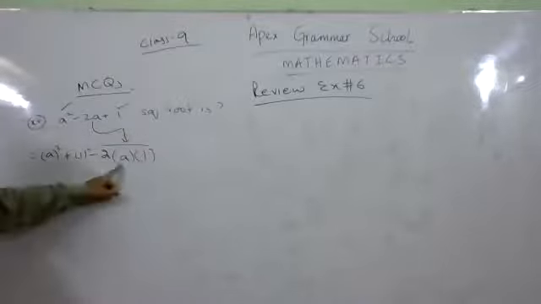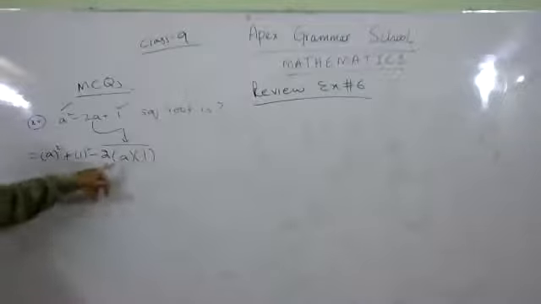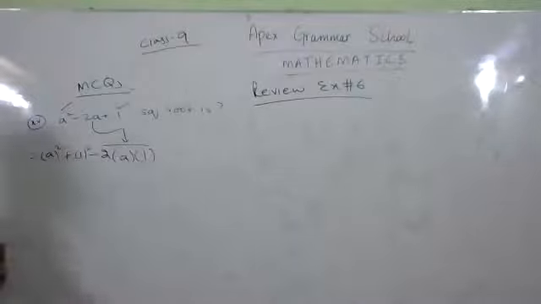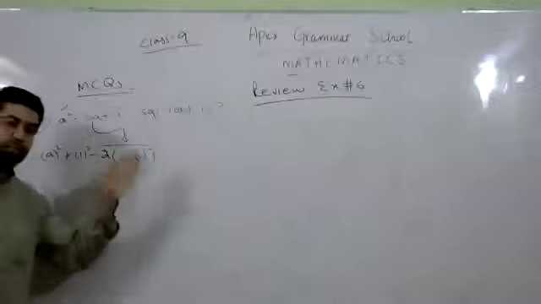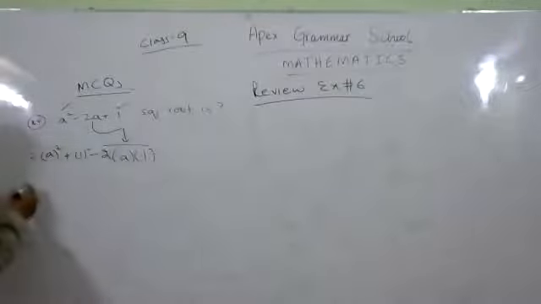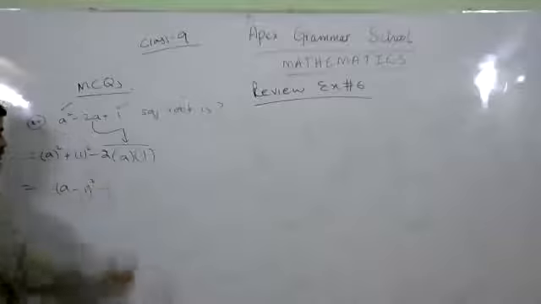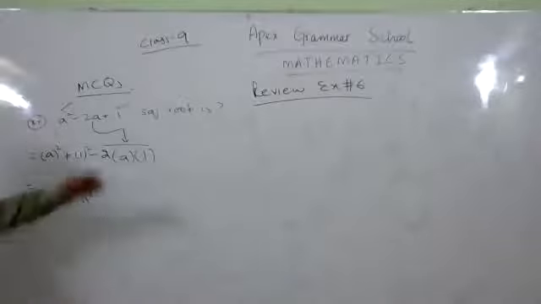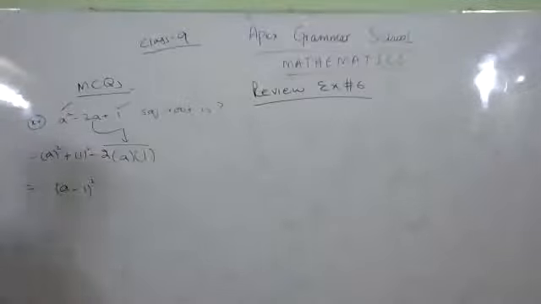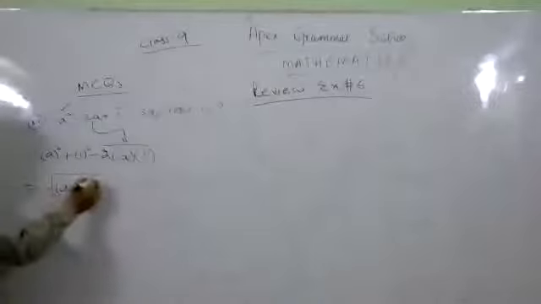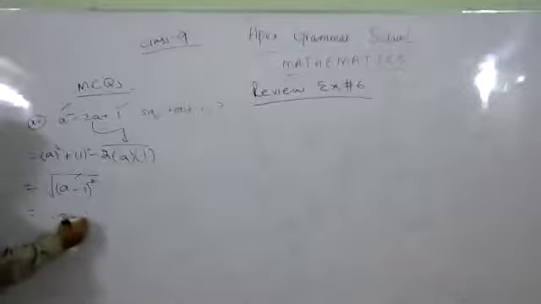2 multiplied by a, 2a multiplied by 1, that is negative 2a, so confirm it. Now this is a complete formula, that is a square plus b square minus 2ab. So this is of the type of (a minus b) whole square form. So you can write it as (a minus 1) whole square. Now we need to find the square root of it. So apply square root on it. This square will cancel this square root. Now you are left with a minus 1.